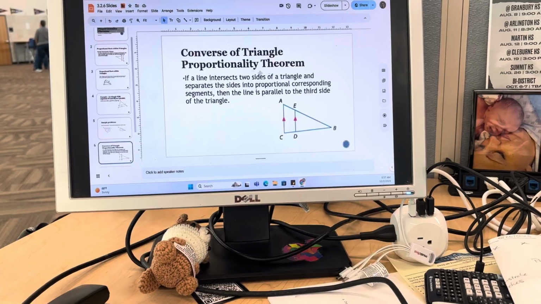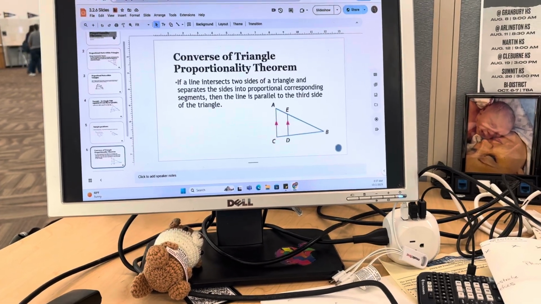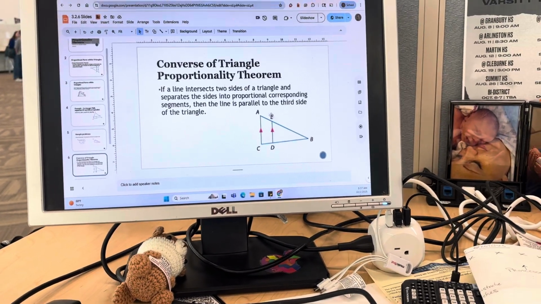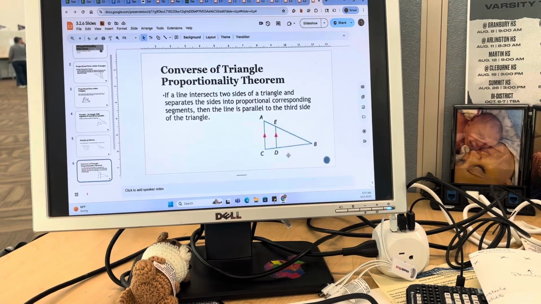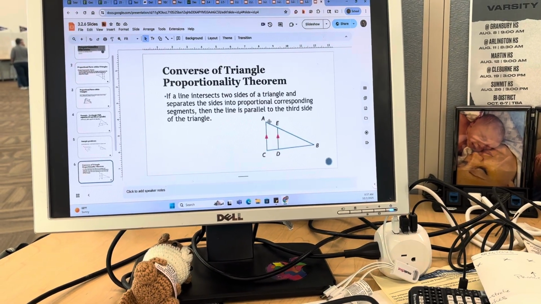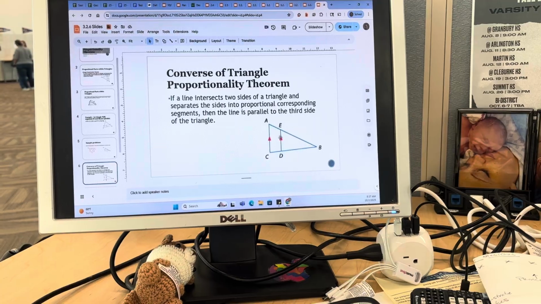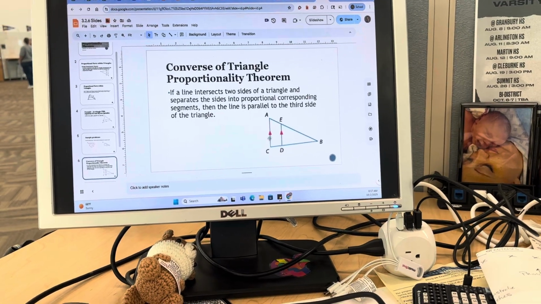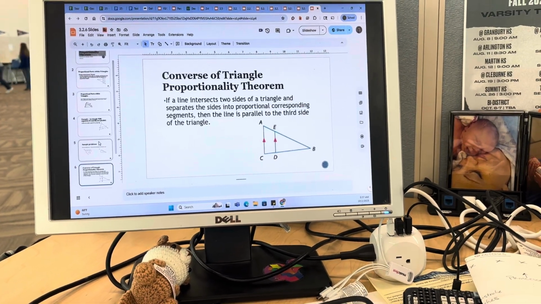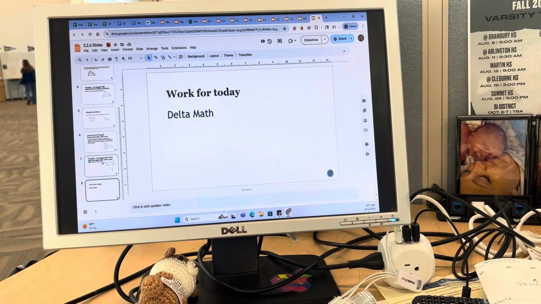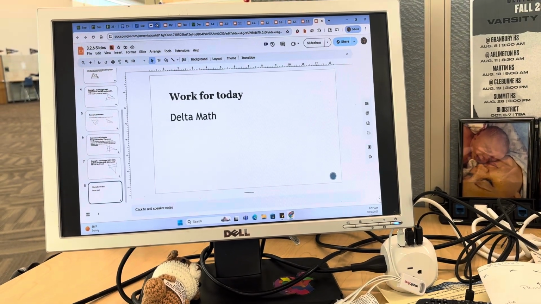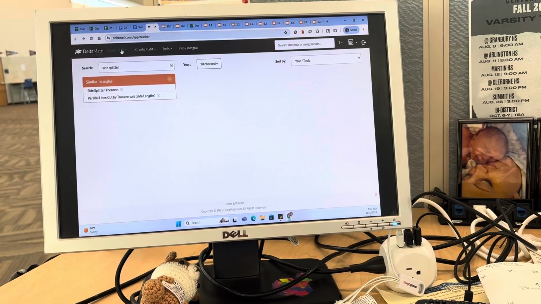The converse of this is just if this line coming through here, ED, actually does split these into proportional parts, then this line is going to be parallel to this other line here, AC. So that'll be the two main things that we write in the notes. We check on this, and our work for today is in Delta Math.